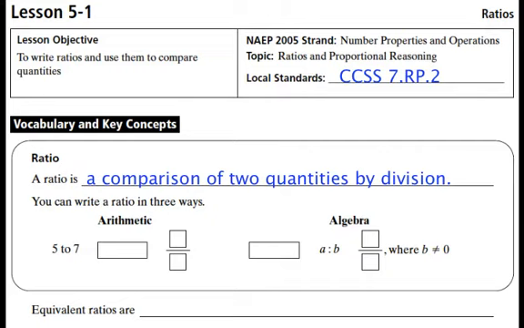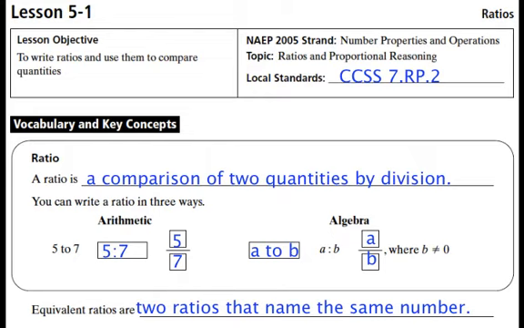You can write a ratio in three ways. You can write 5, the word to, and 7. That's a comparison of 5 to 7. You can put 5:7, which is also read 5 to 7. The third way to write it is as a fraction, 5/7. If you had just variables, it would be A to B, with a colon A:B, which is read A to B, or as a fraction, A over B, where B cannot be 0.